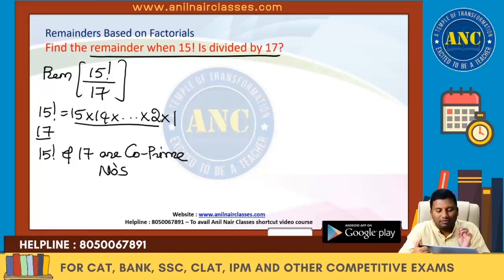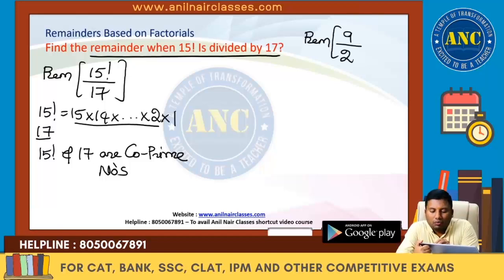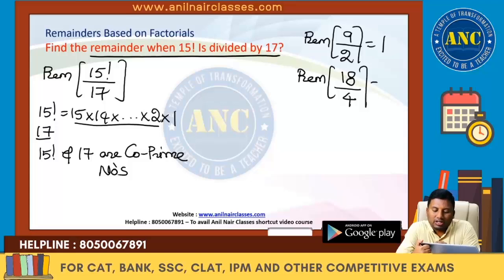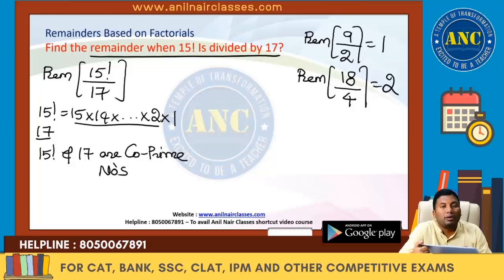Now if you see remainder when 9 is divided by 2, 2 4s are 8, remainder 1. Remainder when 18 is divided by 4, 4 4s are 16. What is the remainder? 2. Here 9 and 2 are co-prime to each other, I got a remainder 1. 18 and 4 are not co-prime to each other. The remainder is getting affected when the numerator and denominator are not co-primes.